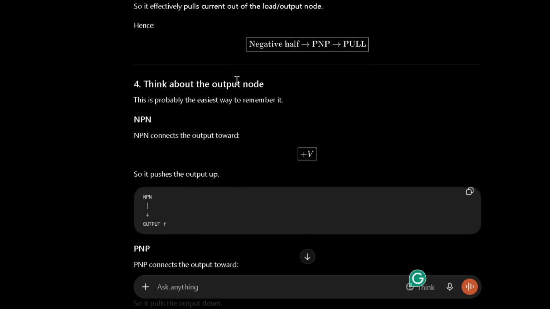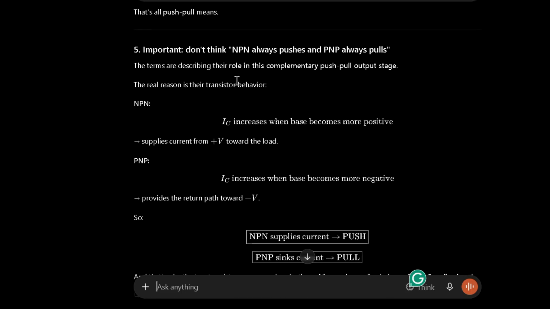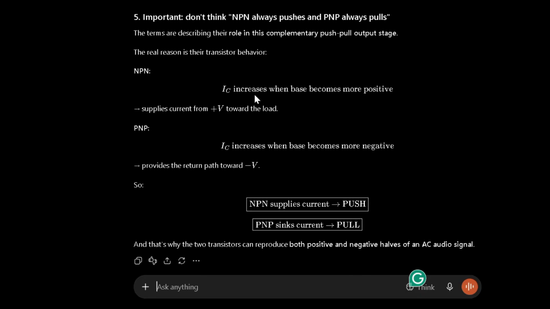It's important not to think that the NPN always pushes and the PNP always pulls. That describes their role in the complementary push-pull output stage. The real reason is transistor behavior. For the NPN, IC increases when the base becomes positive, supplying current from the positive supply toward the load. For the PNP, IC increases when the base becomes more negative, providing the return path toward the negative voltage. So the NPN supplies current and the PNP sinks current.